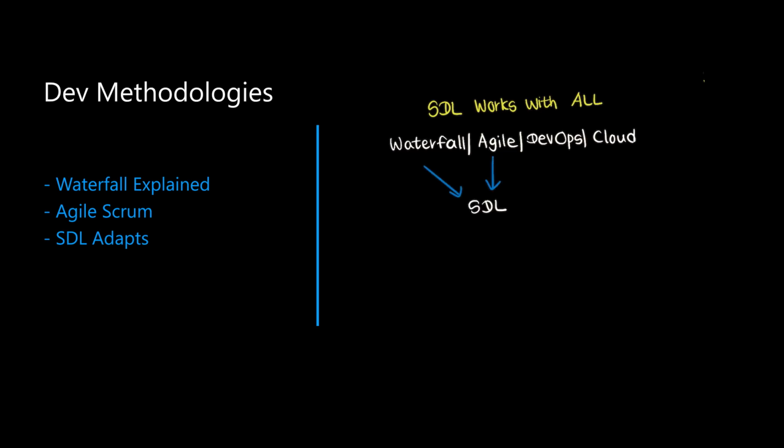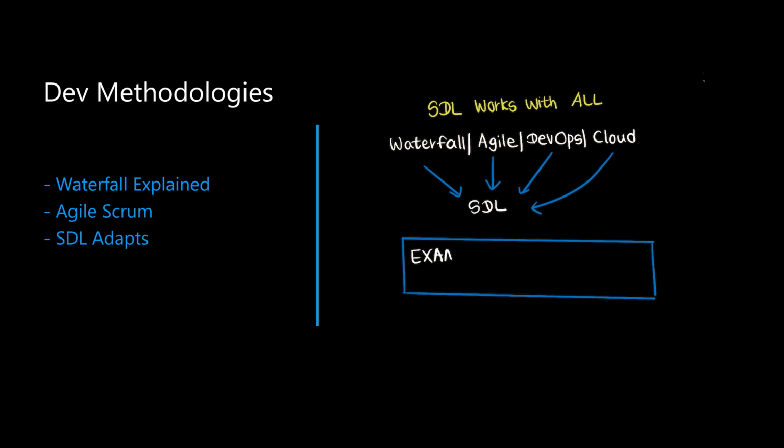The SDL presented in this textbook uses a waterfall-style framework for clarity, but the authors make clear it can be adapted to Agile, DevOps, cloud environments, or any combination. Chapter 9 of the book covers how to build your own SDL, tailored to your specific methodology. The exam may ask which methodologies the SDL applies to, and the answer is all of them.